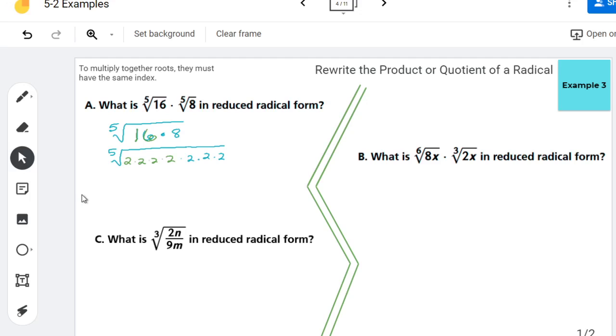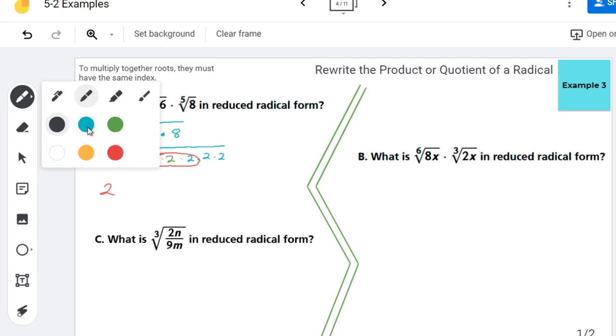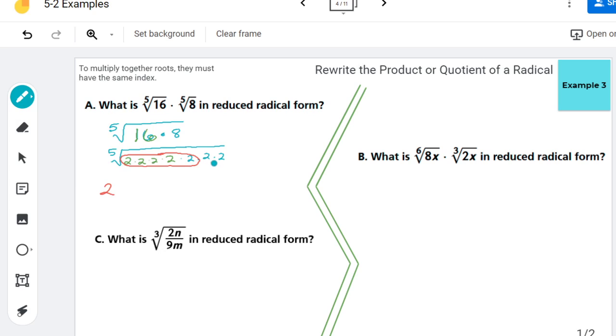Now remember, y'all, from my last video that this index tells you how many of a kind you need to pull a number from the house. So this says that I need 5 2's to take this number from the radical. So I'm taking 5 of these 2's that are hanging out and kicking them out. Now inside my radical, there's still a set of 2 there. But because I don't have enough to take them outside the radical, I'm just going to multiply them back together and leave them where they're at. So this simplified to reduced radical form of 2 times the 5th root of 4.